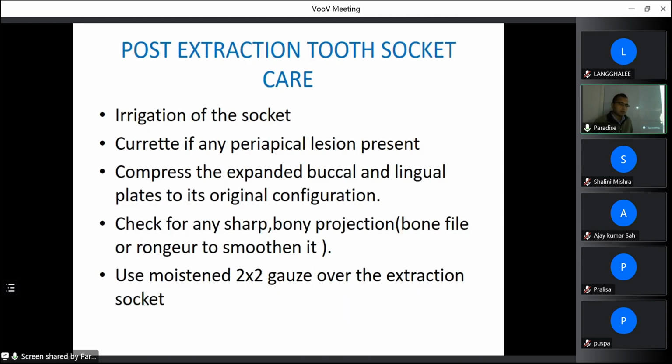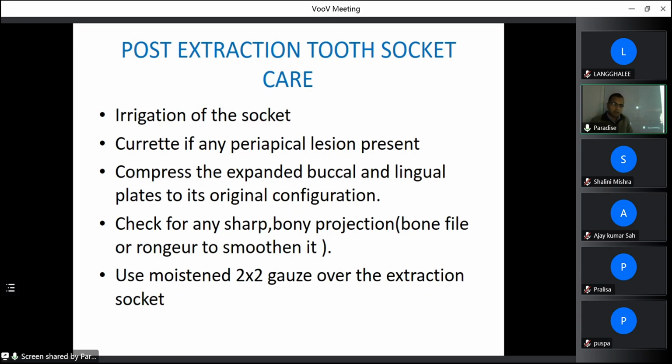Again, you should not always irrigate the socket if there is presence of periapical infection. If there is periodontal disease, then you should irrigate. Otherwise, do not irrigate the socket, because the clot formed just after extraction is a good one. It contains a lot of clotting factors and the chances of dry socket are less. So you don't have to irrigate all sockets. If there is periapical infection, if there is periodontal disease, if there is presence of pus, then you have to irrigate it. Otherwise, do not irrigate immediately after extraction.